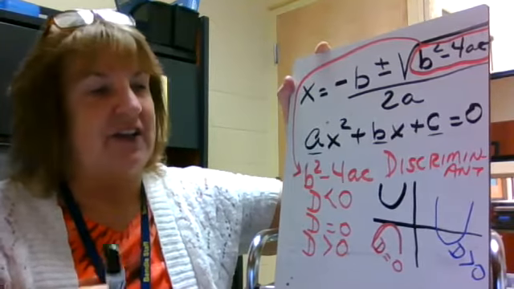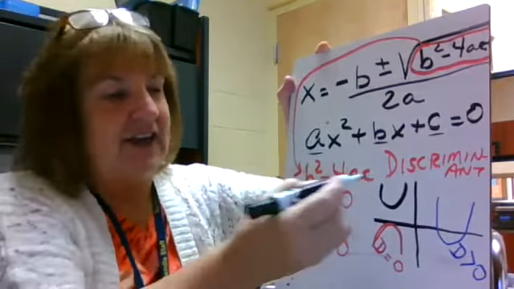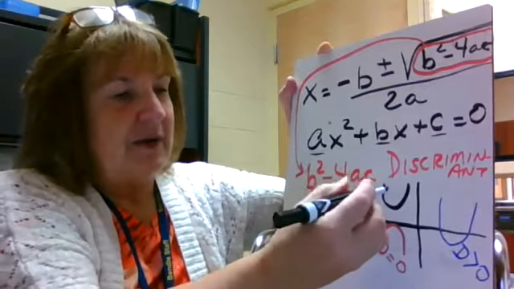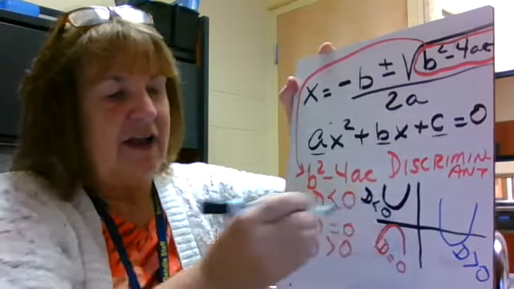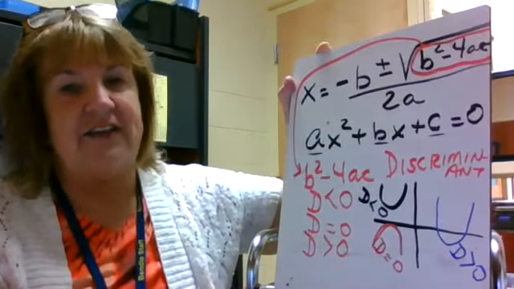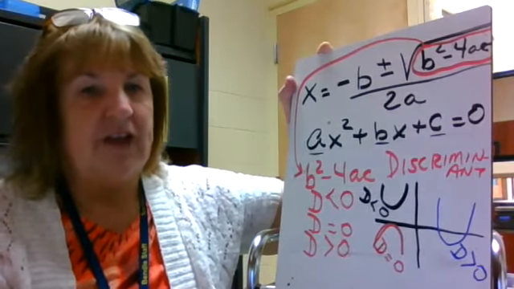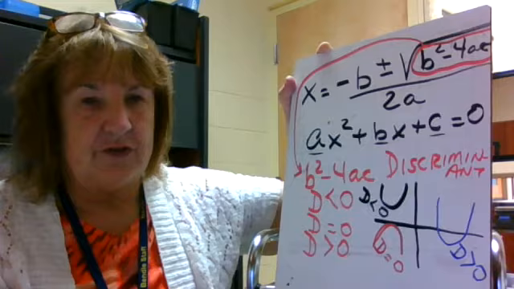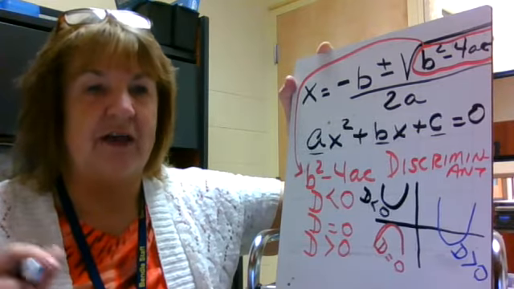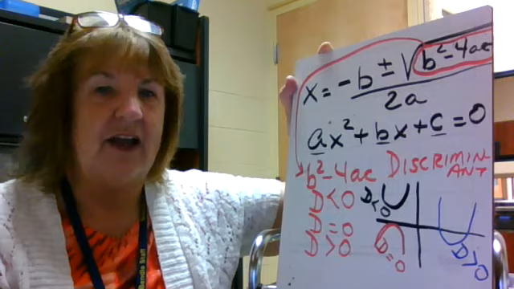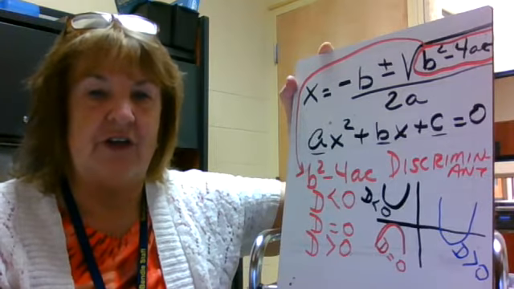And then logic tells us this must be the third case, and it is. If the discriminant is negative, it does not cross the x-axis at all. That doesn't mean that there aren't any answers. There are still answers, but they are not real numbers. They're not numbers like we're used to using. They are what are called imaginary numbers.